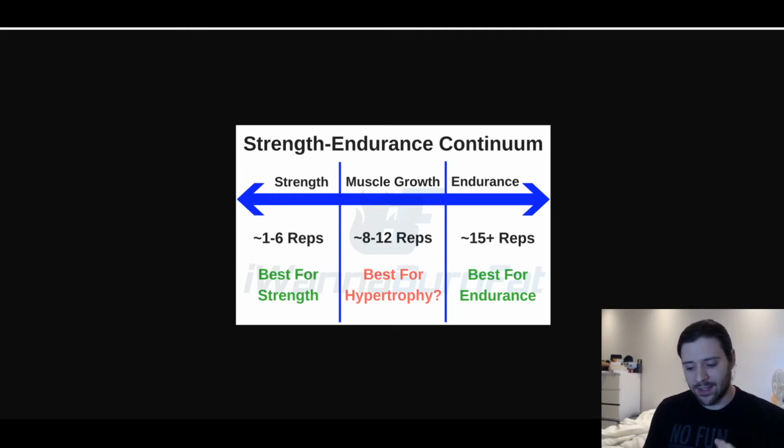The reality is that you can actually build muscle pretty well in basically any of these rep ranges. And this has been validated by studies repeatedly. And so that raises the question, so why do we think that this middle range here is going to be the best for size?